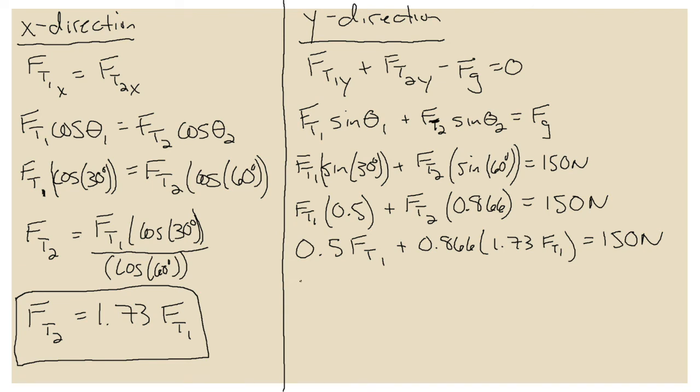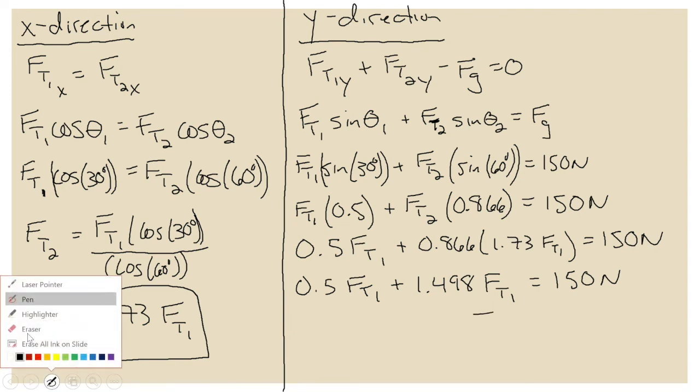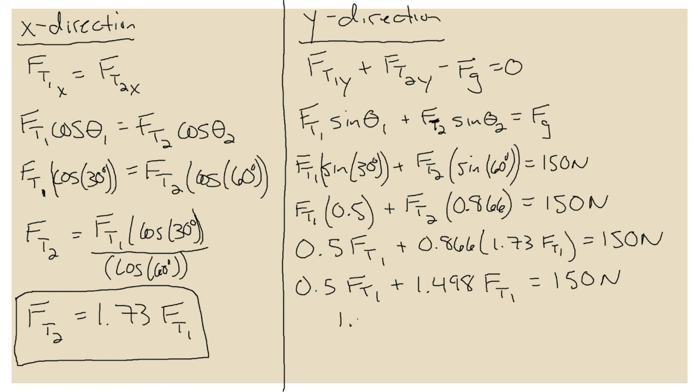And now all you have to do is multiply these numbers. So I have 0.5 times Ft1 plus, if you take 0.866 times 1.73, you get about 1.498 Ft1. And that's equal to 150 newtons. And notice now we have like terms on the left-hand side. We have 0.5 Ft1 plus 1.498 Ft1. And notice the math is actually super simple to work out. That ends up being 1.998 times Ft1. And that's equal to 150 newtons.